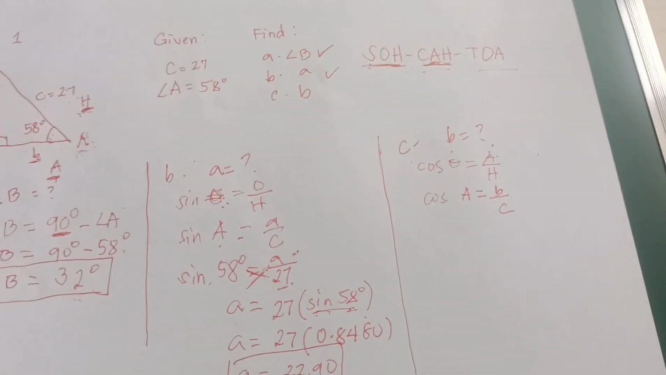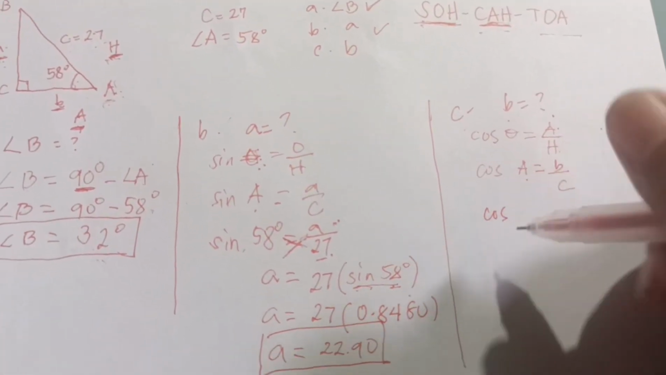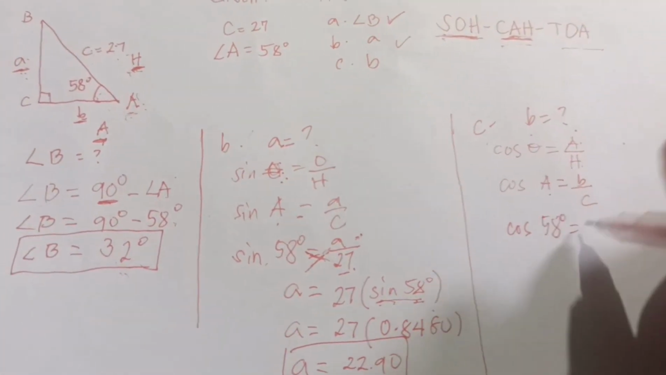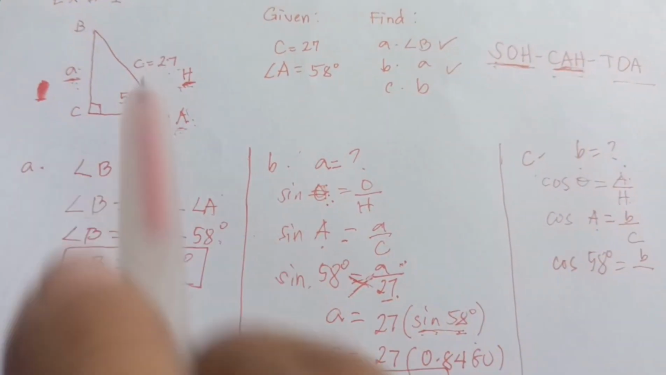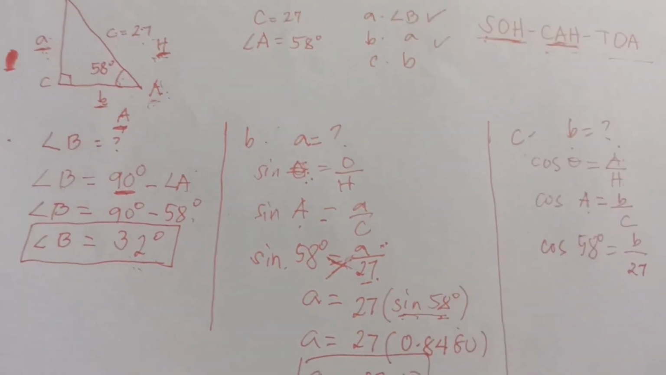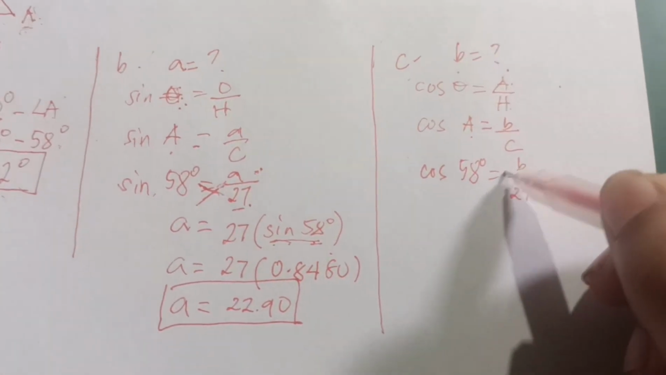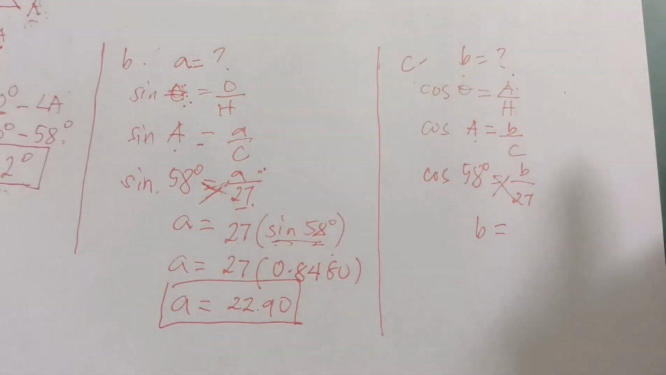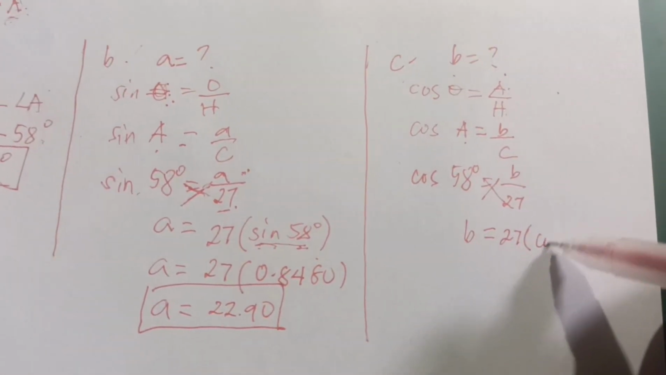After that, we are going to substitute the values. Cosine, our A measures how much? 58 degrees. B is missing, so that is what we are looking for. And C is 27. Same as before, we are going to cross multiply. In cross multiplication, B does not have a pair, so it goes on the left side of the equation. And we will still write first the 27 times cos 58.